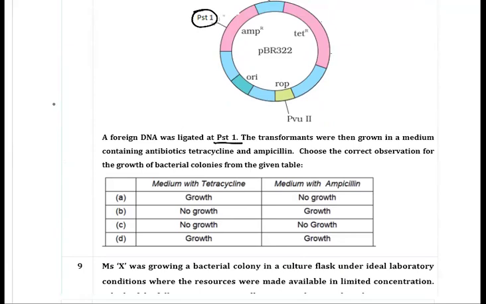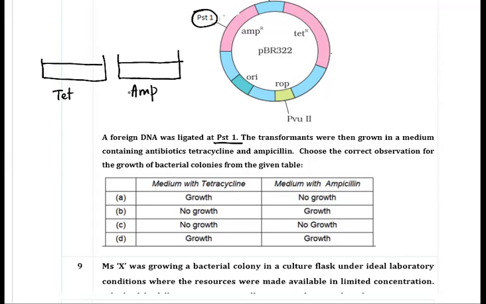And then after that, this was introduced into the host cell, and then the transformed and non-transformed have to be identified. For this purpose, two culture media have been taken, one having tetracycline and the other having ampicillin. The question asks to choose the correct option, where the transformed bacteria with rDNA will grow and where it will not grow.